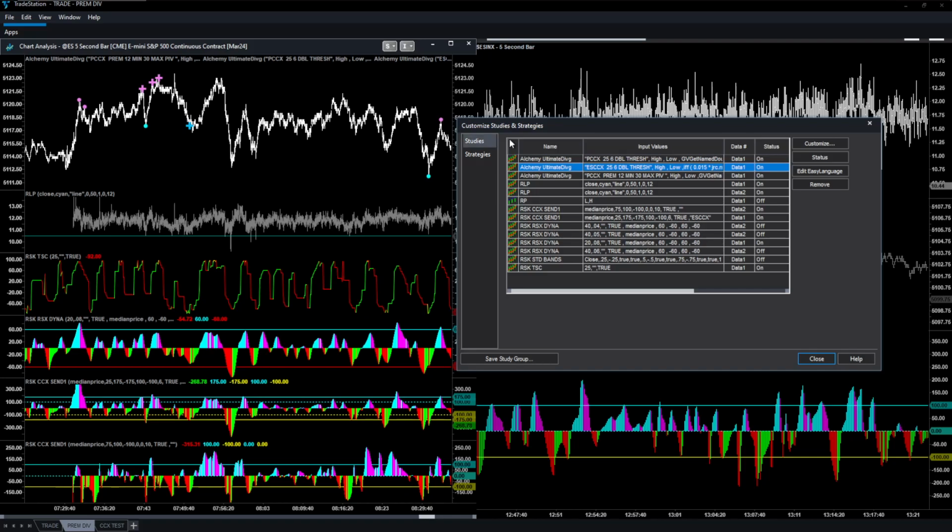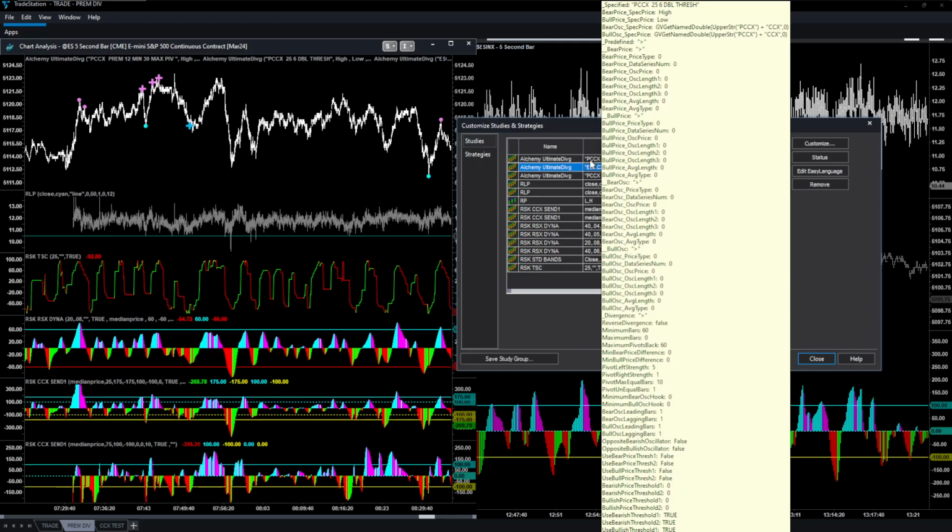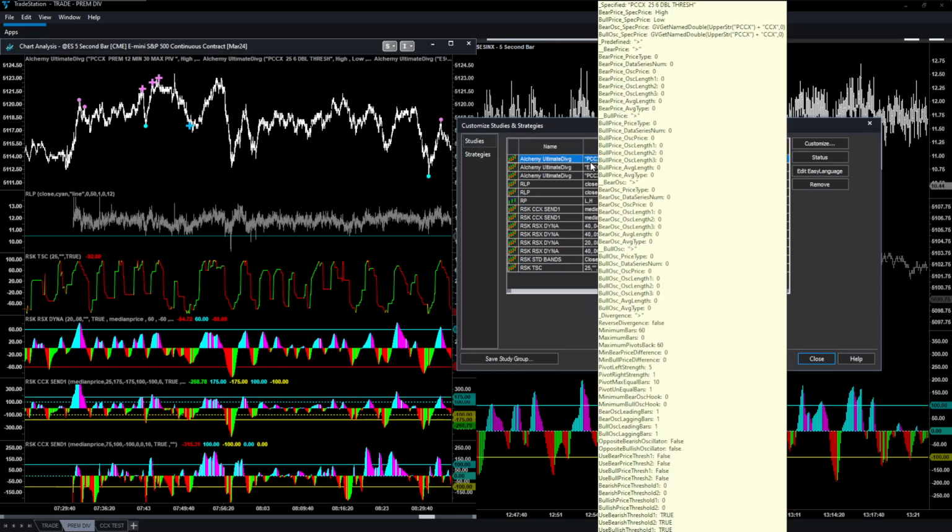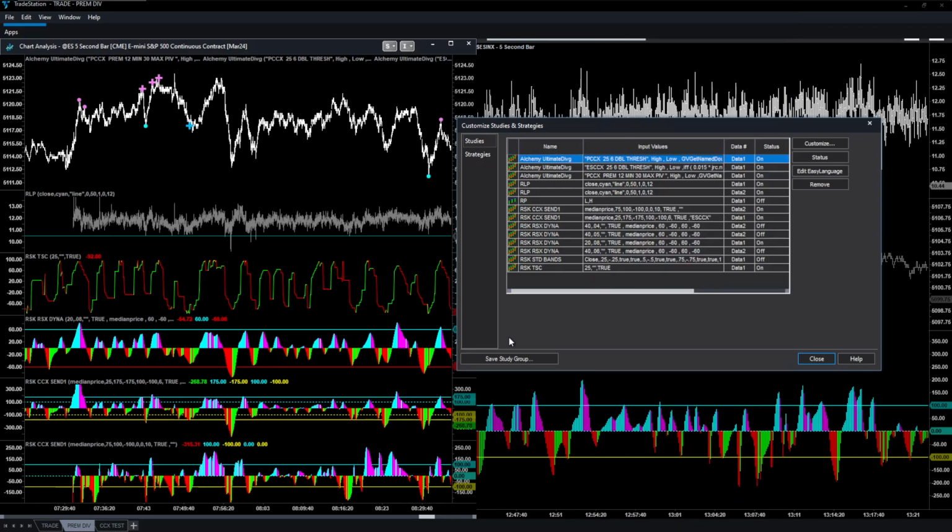But the 2 other divergence indicators that are listed as the PCCX, standing for the CCX on the premium versus the CCX on the ES, these 2 are sitting on the premium. And because of the nature of the divergence indicator, these will only plot in real time. They will not plot historically. So that's why you don't see any signals on this workspace. They will only show up in real time.